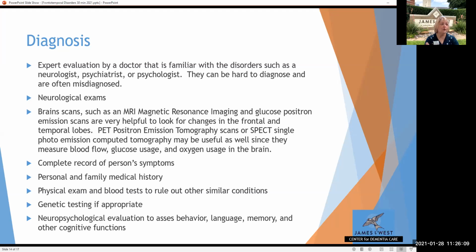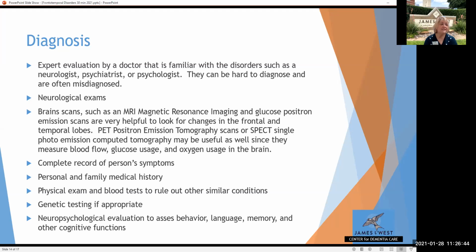And this talks about what they are looking for. They're looking for changes in the frontal lobes and the temporal lobes. They can see those changes. They may then order a PET scan or a SPECT scan. I'm not even going to attempt to read what those stand for, but you've got that information. What it's looking for is measuring blood flow into those areas, and glucose and oxygen usage. They're going to take a complete record of that person's symptoms and their family history, because again, 40% of the time this was in families.